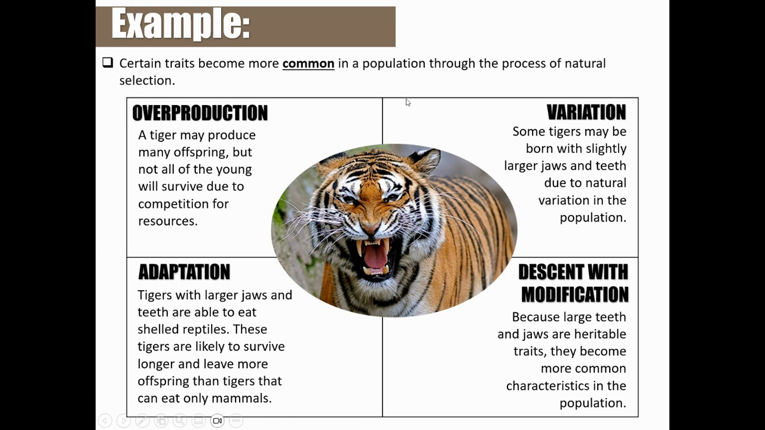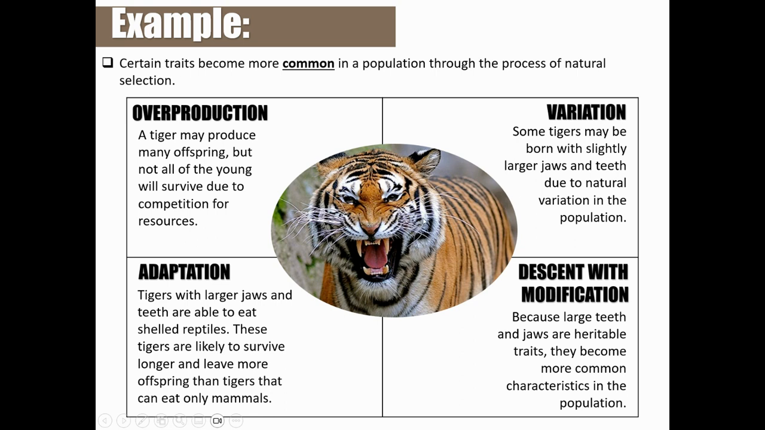We know that certain traits become more common in a population through the process of natural selection, but you can see here how a tiger is the perfect example of all 4 of these principles. So with tigers, we're going to produce several offspring. Not all of these offspring might survive. They're going to compete against one another for resources. Some of the resources might be scarce.